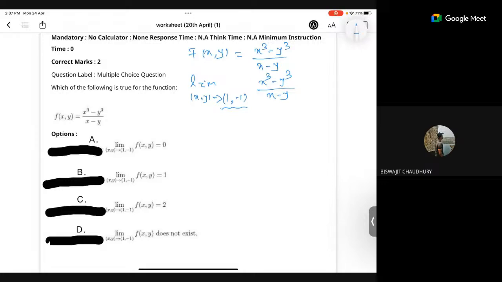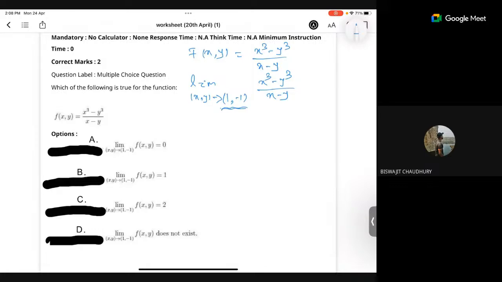Now try to observe that. Are you getting the limit as some determinate form or not? If you are getting that, then we can say we can find the limiting value by just putting this point in the equation.